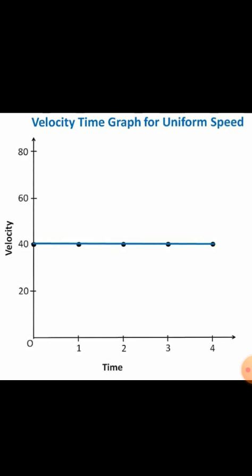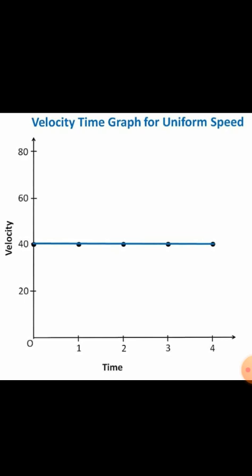The slope of the velocity time graph gives acceleration. Do you remember the formula to calculate slope when you have 2 points on the graph? Slope is given by the formula y2 minus y1 by x2 minus x1, where x1, y1 and x2, y2 are the coordinates of 2 points. Consider any 2 points, (2, 40) and (3, 40). Let us take these 2 points.